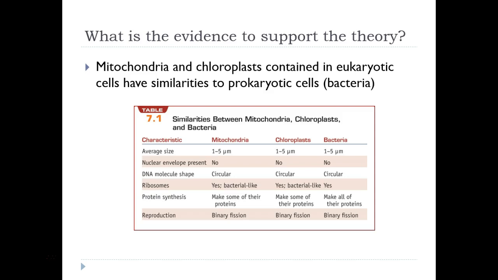They don't have a nuclear envelope, so they don't have a nucleus on their own. They actually contain their own DNA. We know that bacteria contains DNA, but mitochondria and chloroplasts contain DNA. And they can actually reproduce on their own through binary fission as well. So these are some of the characteristics that we learned about bacteria. And so when we look at mitochondria and chloroplasts, we see that, wow, they do the same things that bacteria do. They have ribosomes, and then they also make some of their own proteins. And so they're capable of these little mini factories inside of a larger cell.